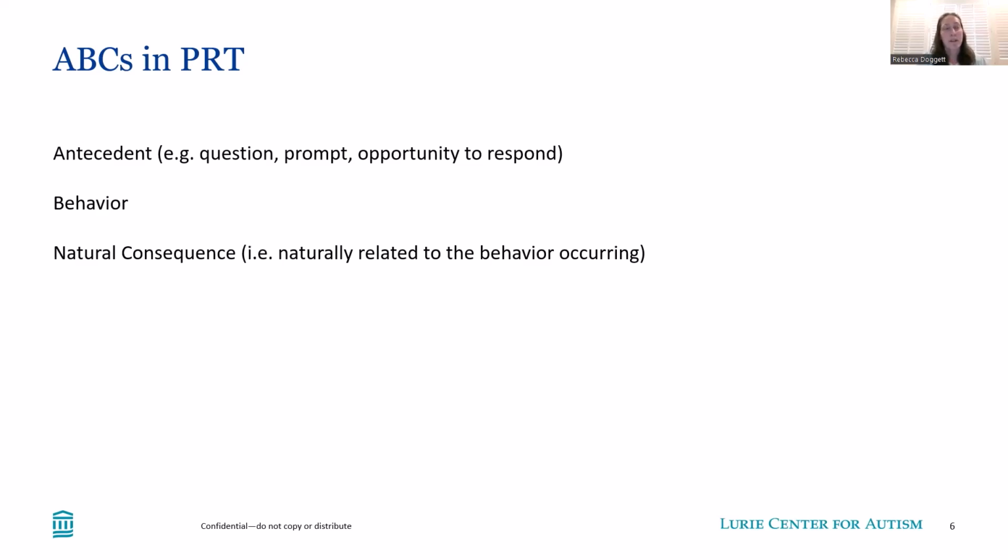But what we are thinking about in terms of our antecedent is a teaching opportunity. It's a question to the child. It's a prompt. It's an opportunity for them to respond. Then we have the behavior that we're trying to support and develop. And then what's critical is that we have a natural consequence to that behavior. So a consequence or a reward or a reinforcer that's naturally related to the behavior occurring.